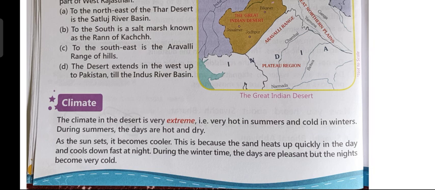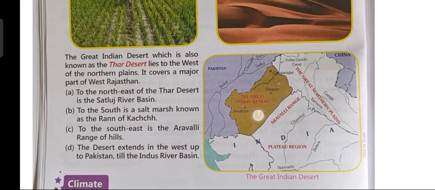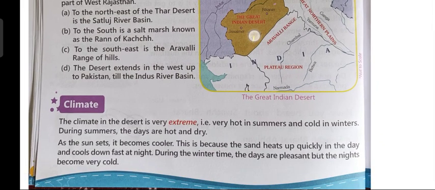So children, today we have learned about the introduction to the Thar Desert, and we also read about the climate of the Thar Desert. Now in the next class, we are going to learn about the vegetation and landforms which are there in the Thar Desert.